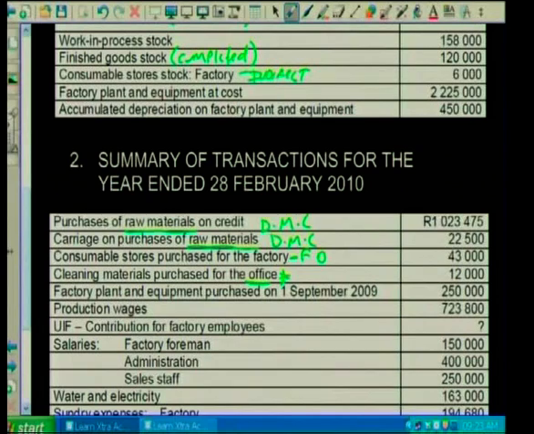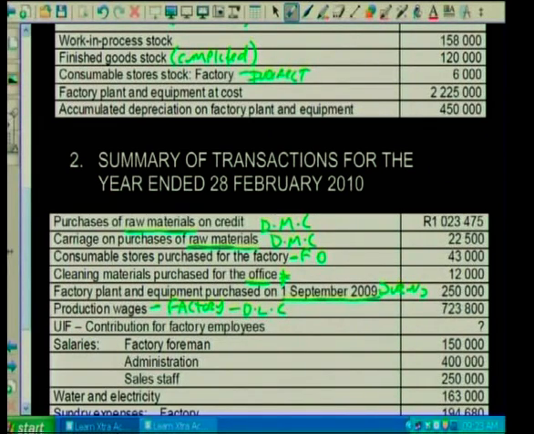Factory, plant and equipment purchased on the 1st of September 2009. So this is a purchase during the financial year. I've purchased additional equipment for the factory. Then I've got production wages. Production wages refers to the workers in the factory itself. So this will affect my direct labor cost calculation.